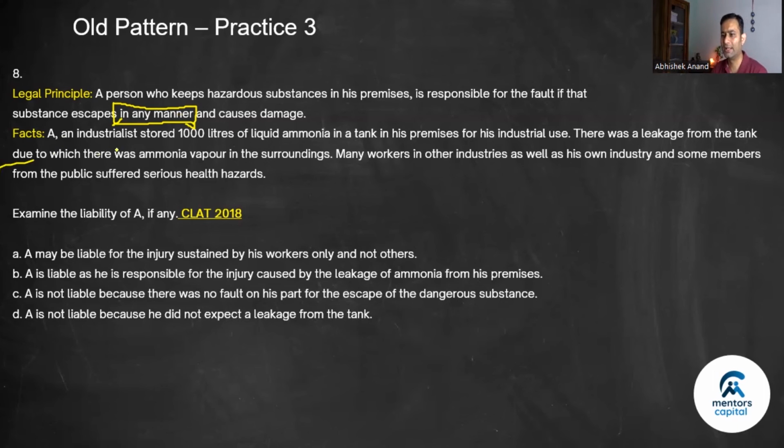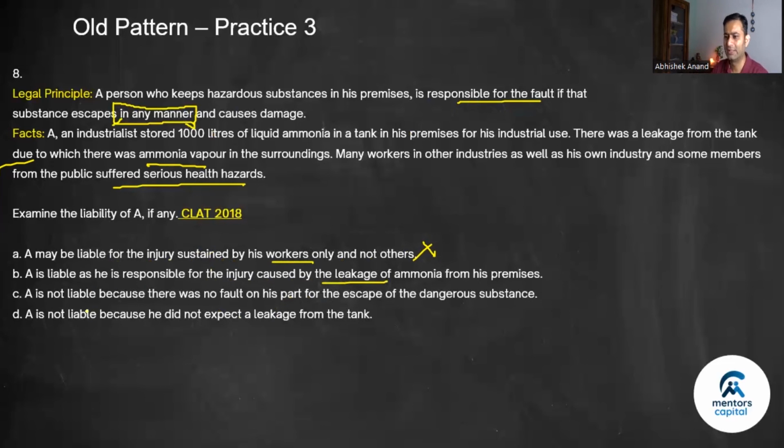A, an industrialist, stores 1,000 liters of liquid ammonia in a tank in his premises for his industrial use. There was a leakage from the tank due to which there was ammonia vapor in the surroundings. So the leakage has happened, so your responsibility. Many workers in other industries as well as his own industry and some members from the public suffered health hazards. He is responsible for the fault because of the leakage. This is a simple question. A may be liable for the injuries sustained by his workers and not for others. No. A is liable as responsible for the injury caused by the leakage. This goes with the principle.